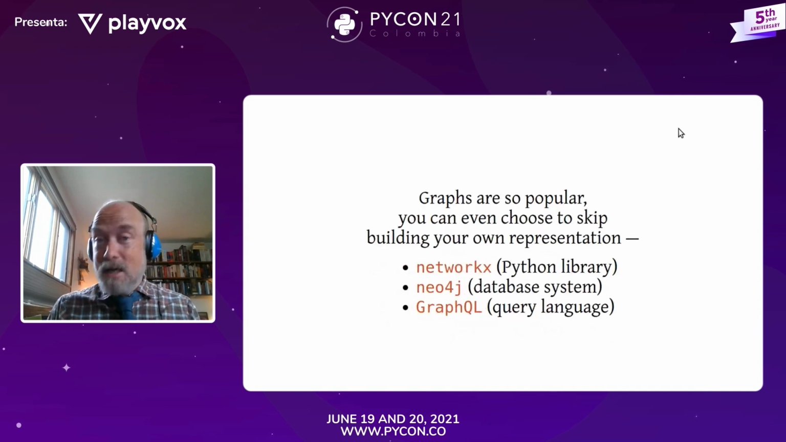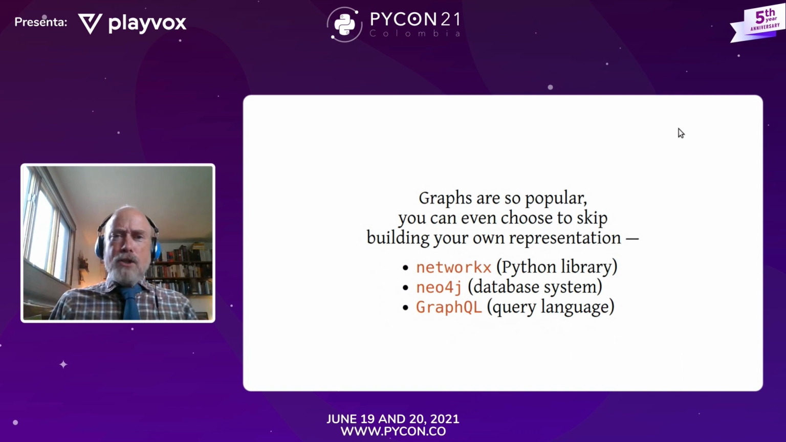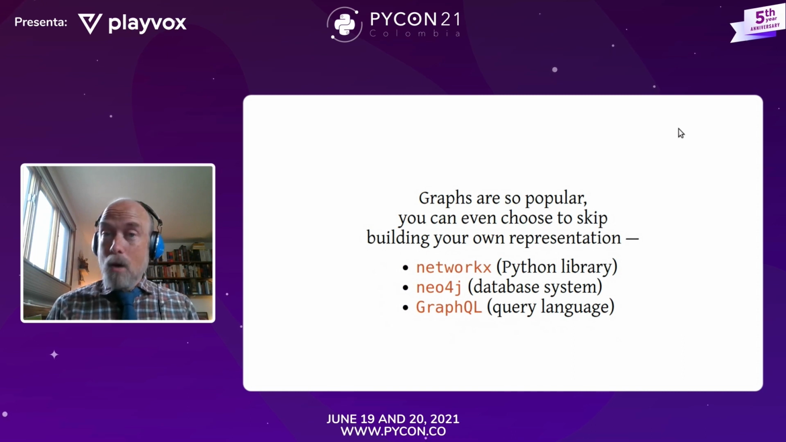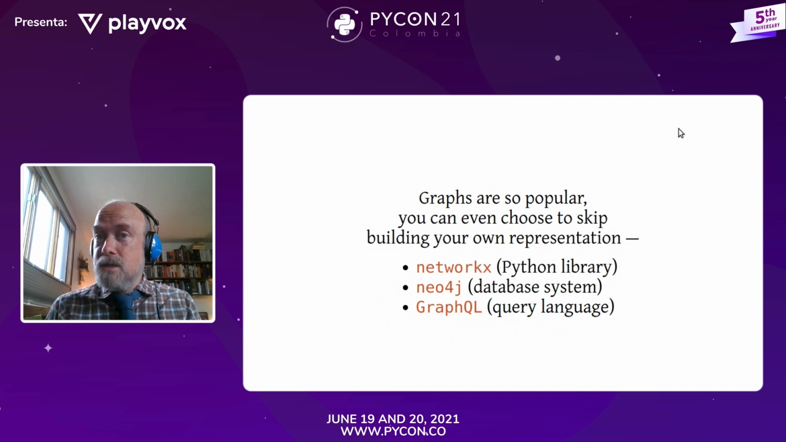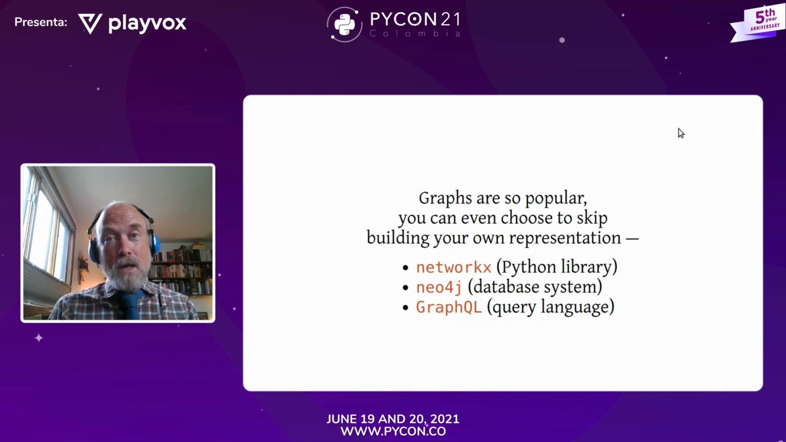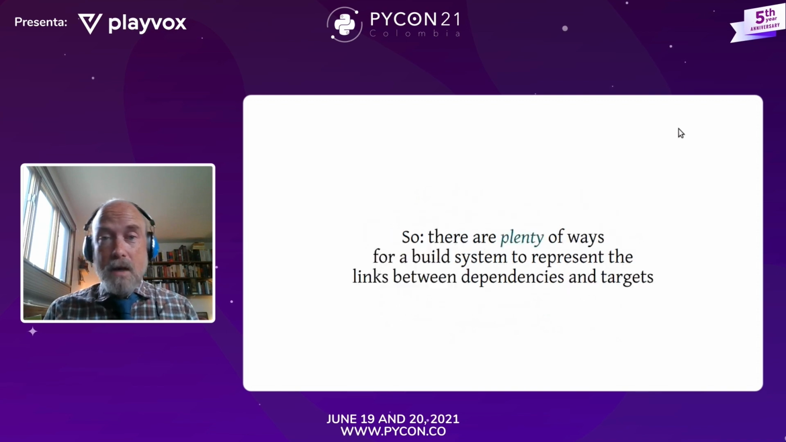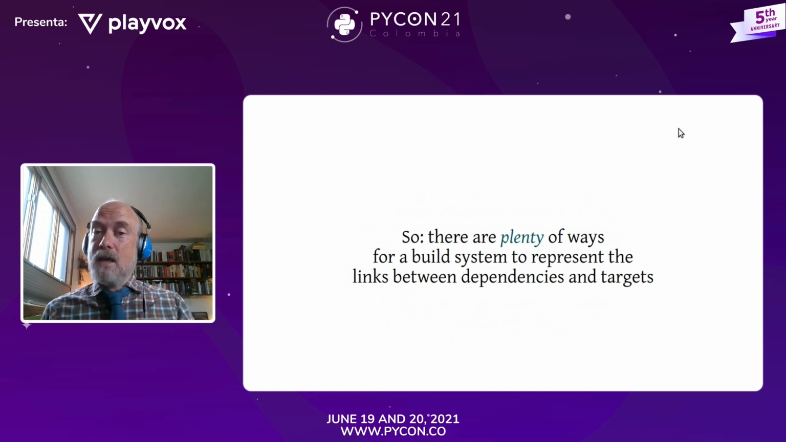Graphs are so popular as a data structure, you can even choose to skip building your own representation. There's an excellent library for Python that I really like called NetworkX, which will represent graphs for you. There are whole databases today that will represent graphs and whole query languages that have been written to let you manipulate them. So this isn't something you have to do yourself. There are plenty of ways for a build system to represent the links between dependencies and targets.